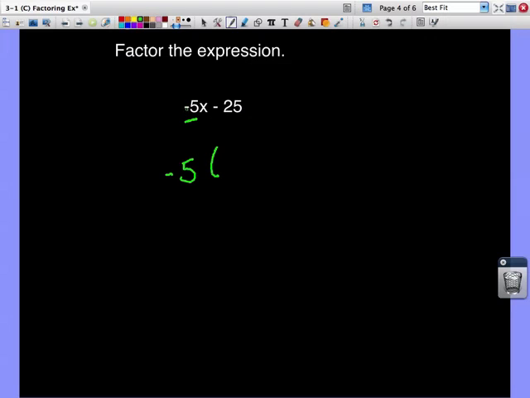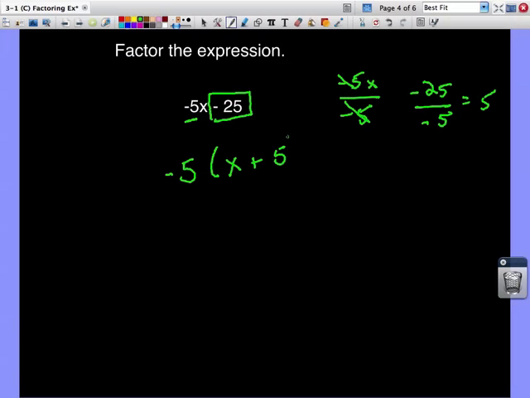So I have negative 5x divided by negative 5. These negative 5's cancel each other out, and that just equals x. Now, here's the tricky part. When I divide negative 25 by negative 5, a negative divided by a negative is positive. So this is going to become positive. This is equal to what? Positive 5. So I have negative 5 times everything inside these parentheses, which is x plus 5.